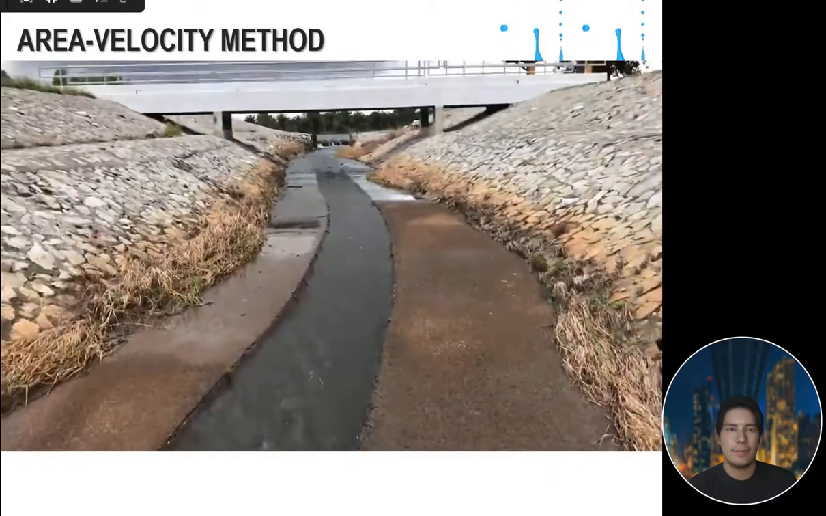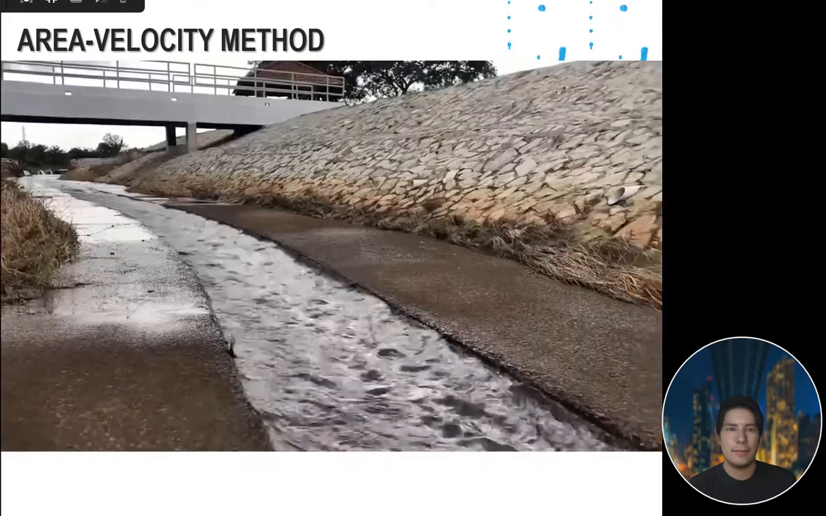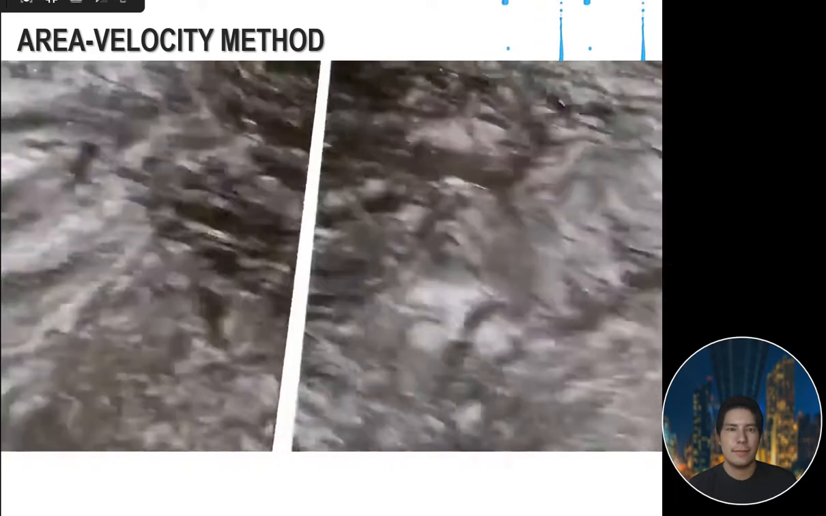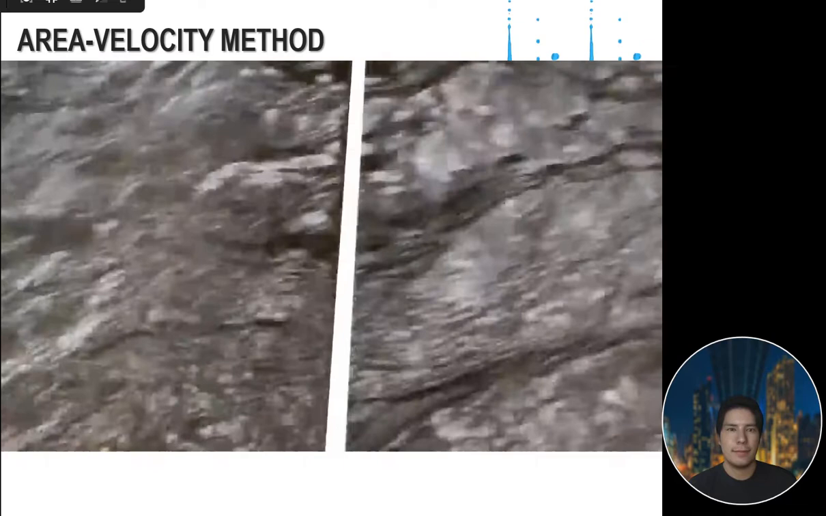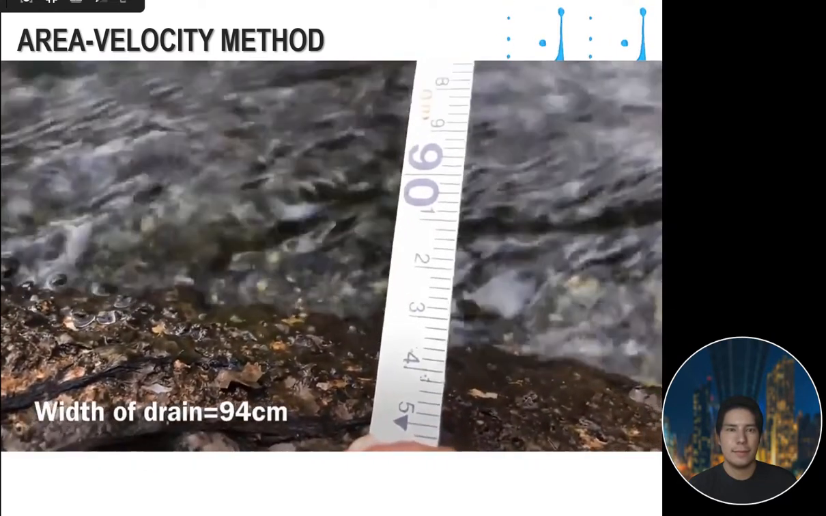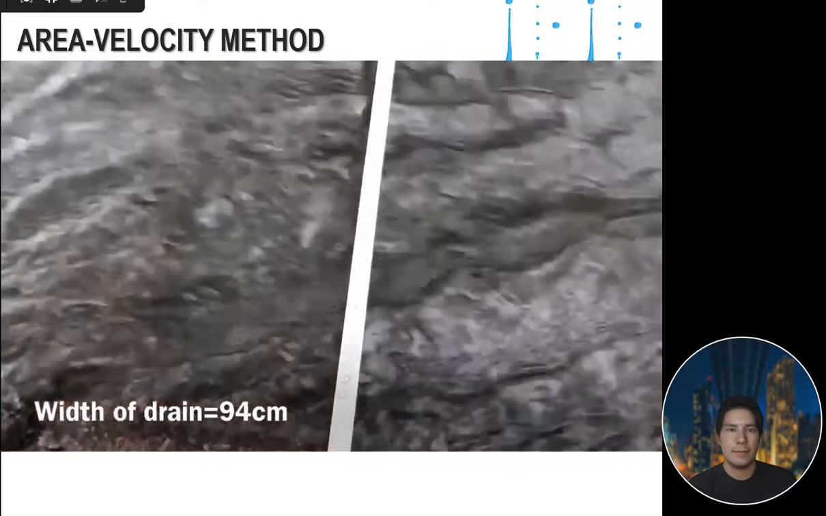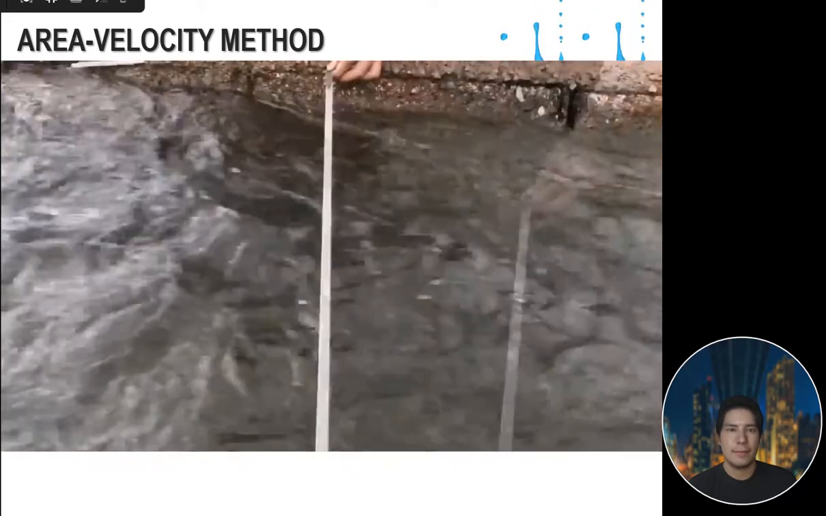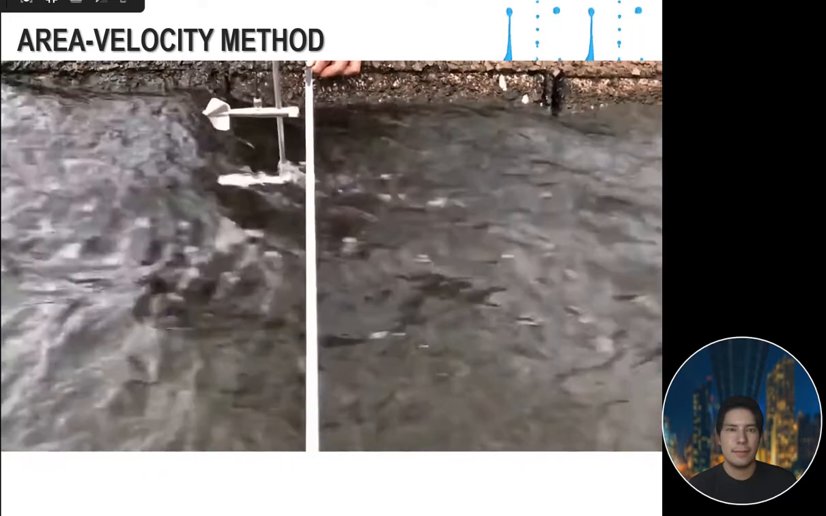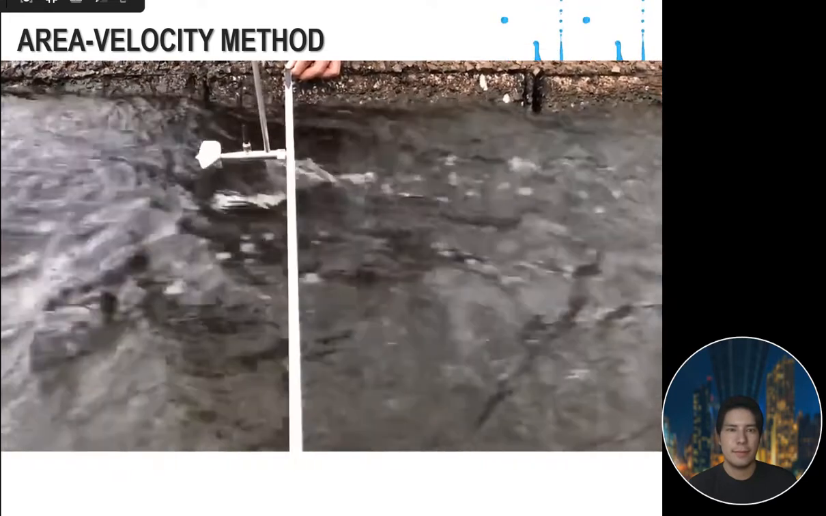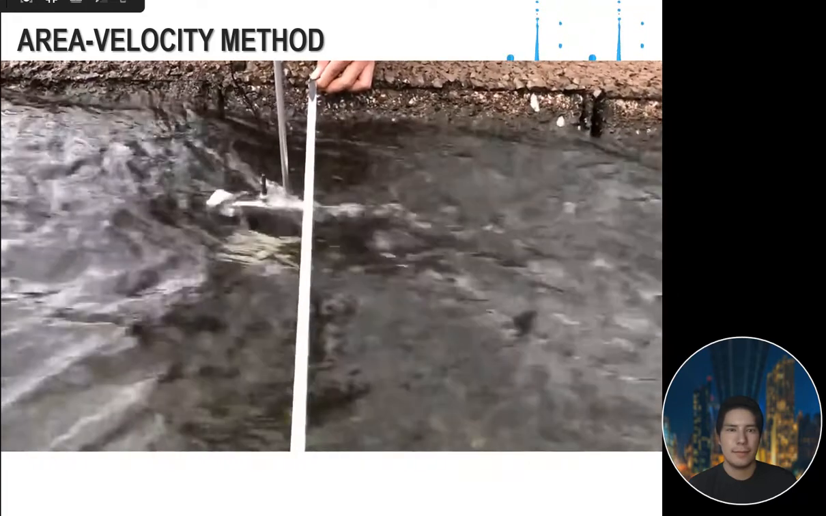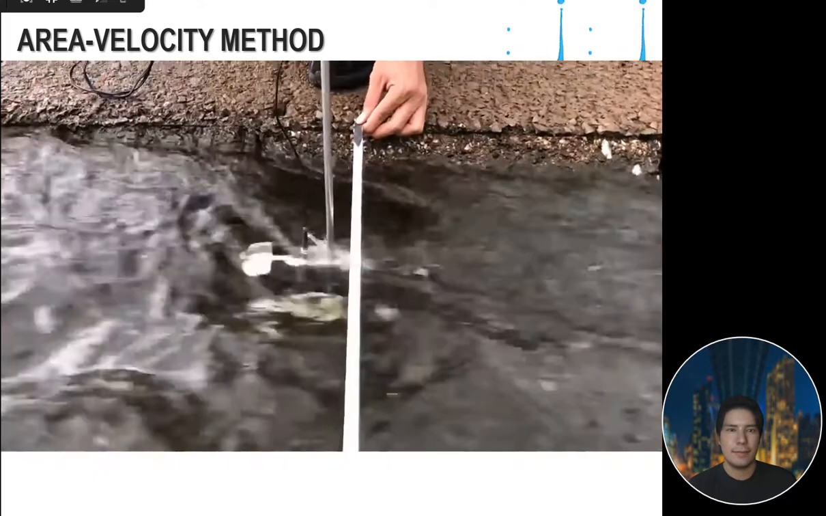So let's move on to doing our experiment. The first step will be to measure the width of the drain. As we can notice here, the width of the drain is 94 centimeters. So we have divided the width of the drain into 3 sections. The first we will take at 25 centimeters, and we will measure the depth of the water at this section.